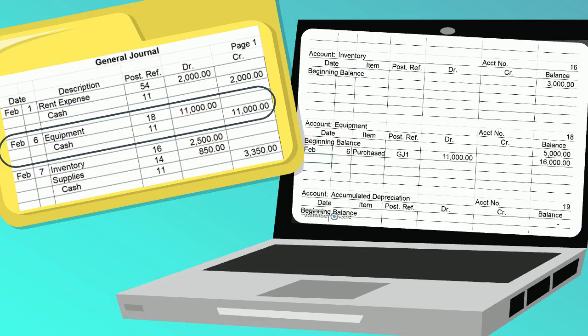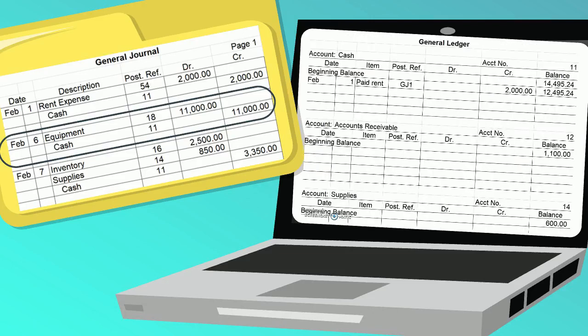But again, that's not the end of the story. We need to go back up to cash because we paid cash for that equipment. So we want to make sure we enter those details as well into the cash account. So again, we're crediting cash for $11,000. So now my ending balance is updated.